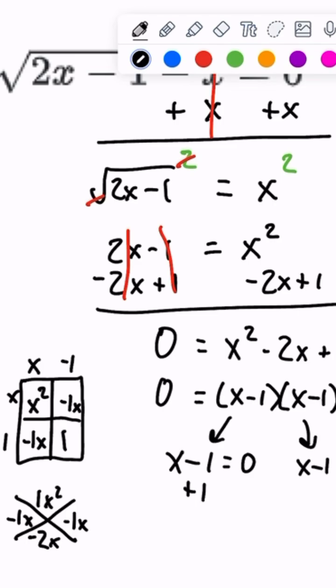You could add 1 on this one, and you'd get x equals 1. That would be an answer. On the other one, you're going to get the exact same answer. Now, the last thing you need to do is you need to check, is there such a thing as an extraneous solution in this case, right? We have one answer, so let's test it.